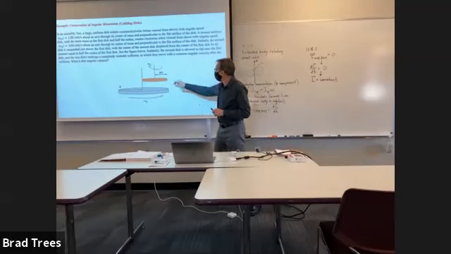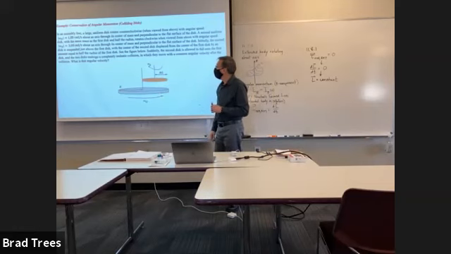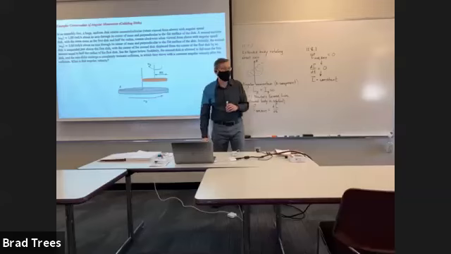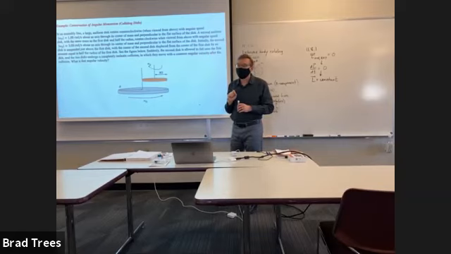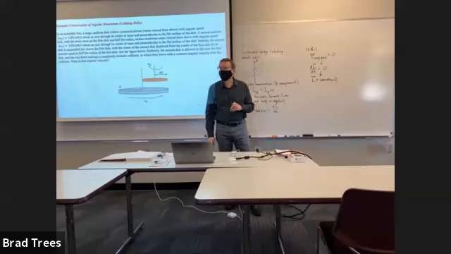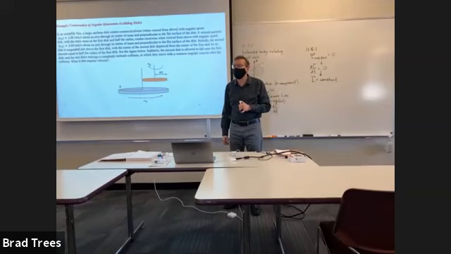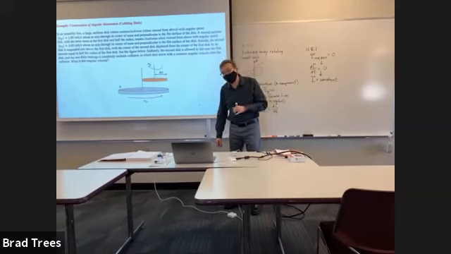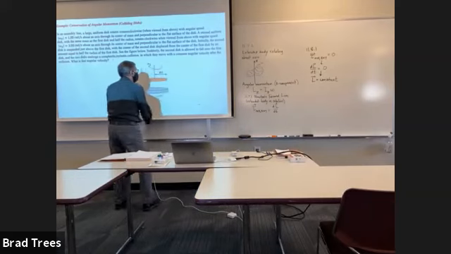Suddenly, the second disk is allowed to fall onto the first. And the two disks undergo a completely inelastic collision in which they move with a common angular velocity after the collision. What is that angular velocity? Okay? So this is the rotational version of a completely inelastic collision.